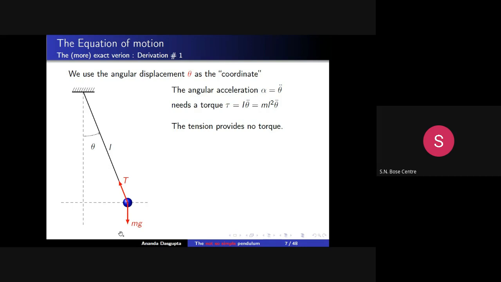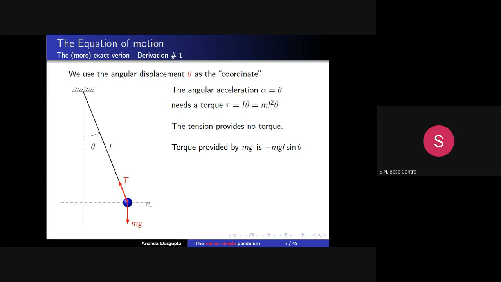This is the point of suspension. This is the bob. The tension is directed towards that. And that means that the tension will provide no torque about the point of suspension. It's pointing right at it. The only torque comes from the gravity force, mg. And that's given by minus mg L sine theta. Okay? That's easy. L sine theta is just the perpendicular displacement from the point of suspension to this.